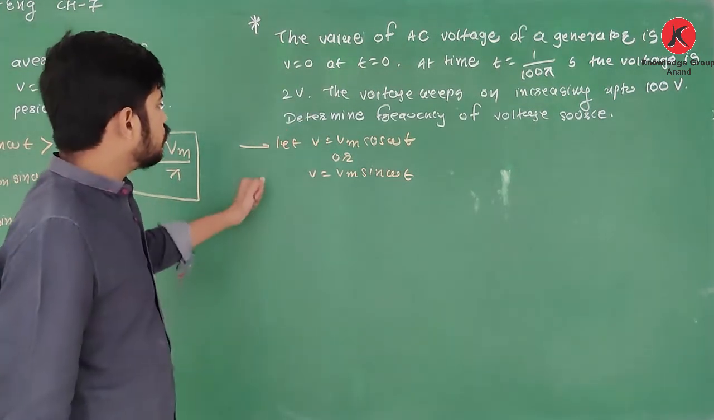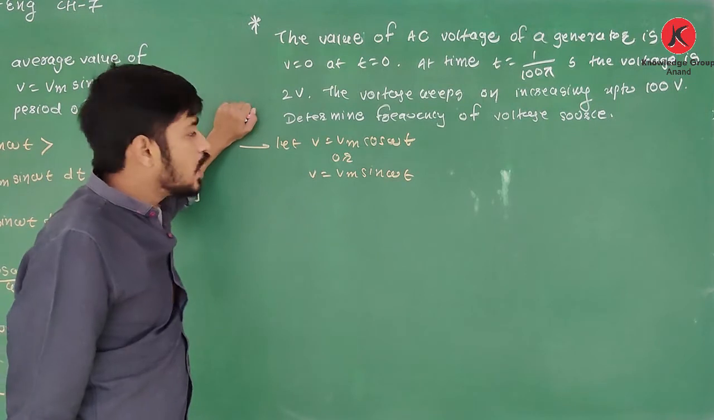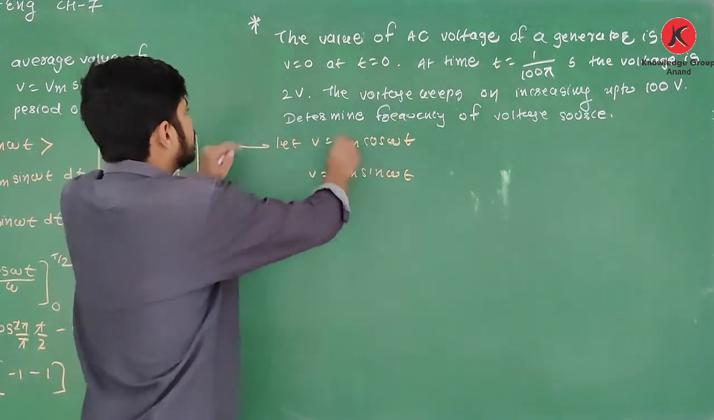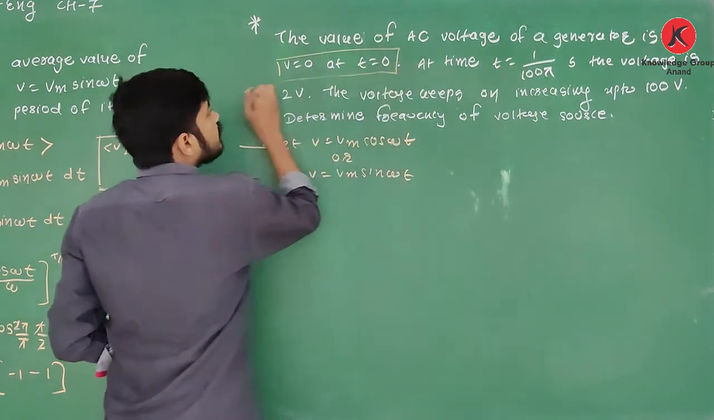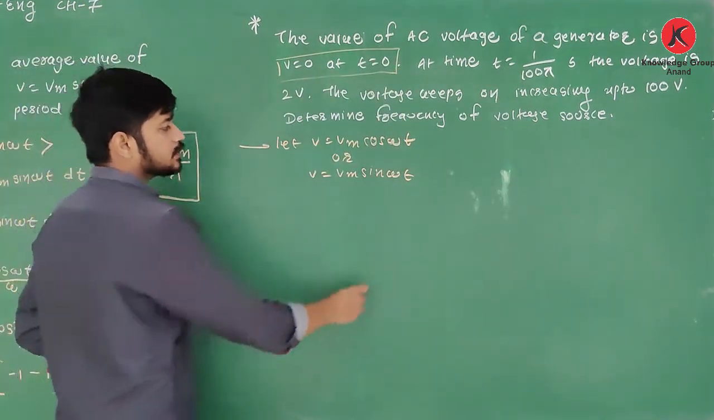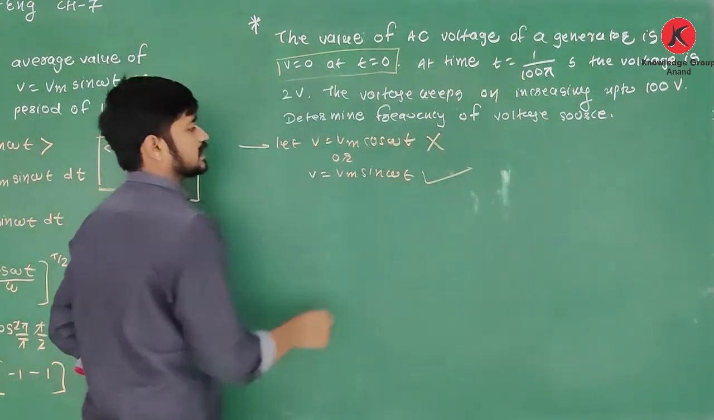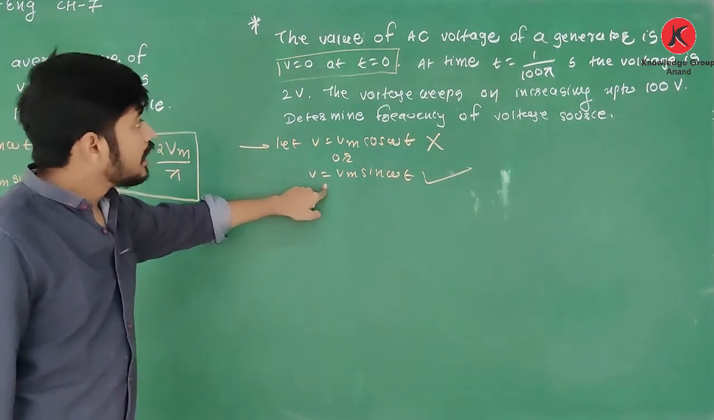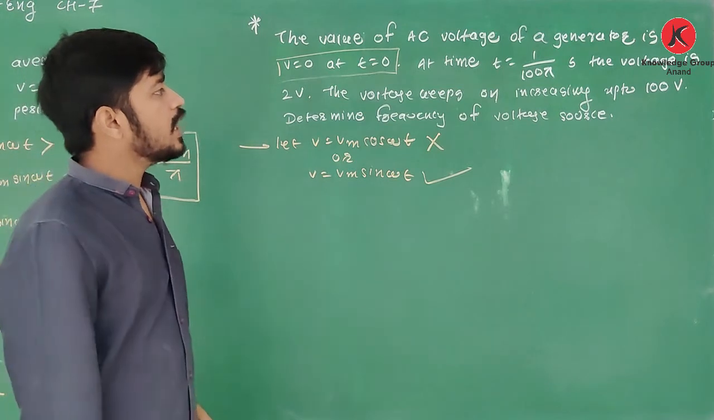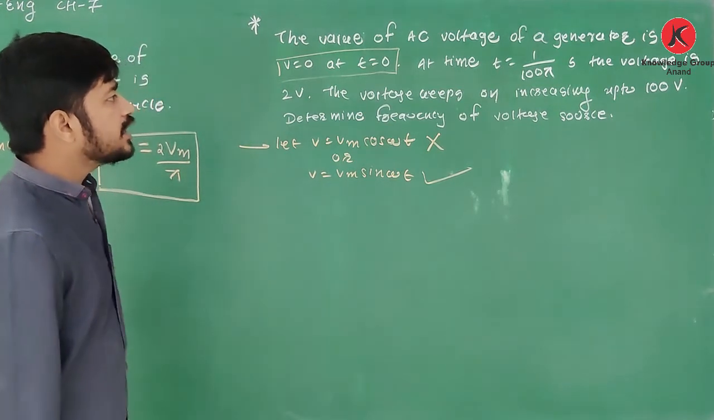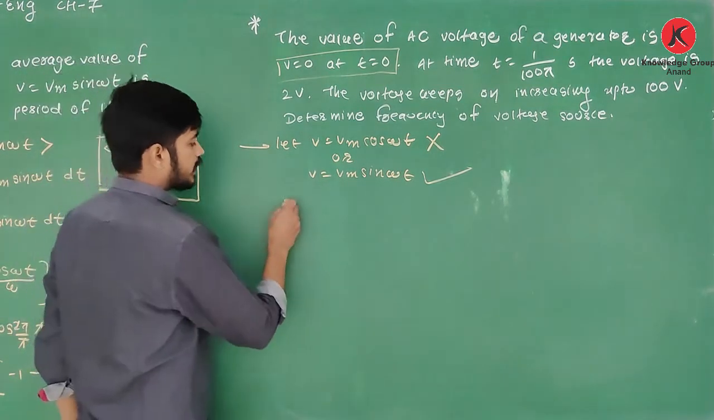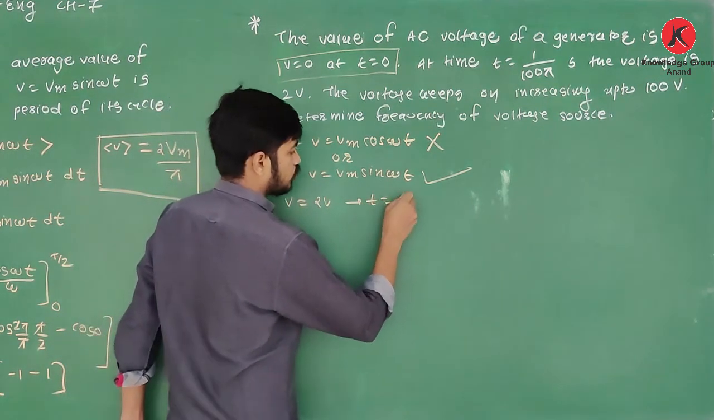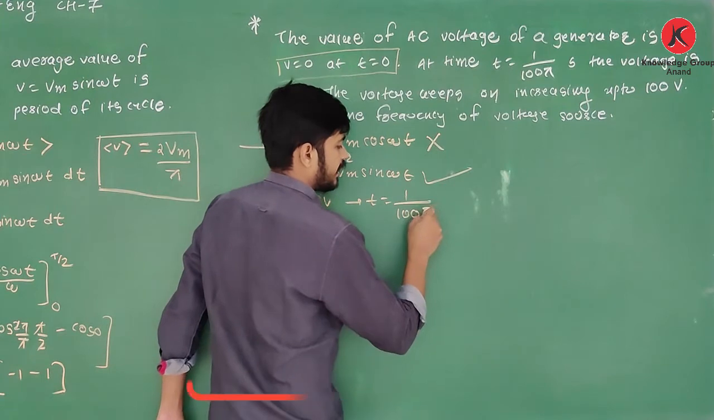Out of these two, which equation do we have to use? It depends on the condition. At time t equal to 0, voltage is 0, which is possible only in the sine equation, not in the cos equation. So obviously we have to use the sine equation. Now at time t equal to 1 upon 100π second, the voltage is 2 volt. Means whenever V is equal to 2 volt, t is equal to 1 upon 100π.